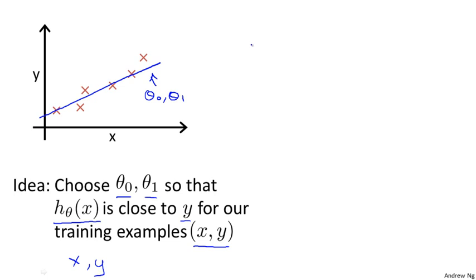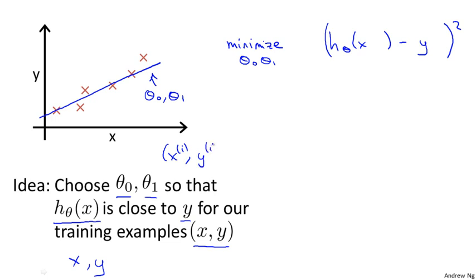Let's formalize this. So in linear regression, I'm going to want to solve a minimization problem. So I'm going to write minimize over theta 0, theta 1. And I want this to be small. I want the difference between h of x and y to be small. And one thing I might do is try to minimize the squared difference between the output of my hypothesis and the actual price of a house. Okay, so let's fill in some details. You remember that I was using the notation x i comma y i to represent the ith training example.